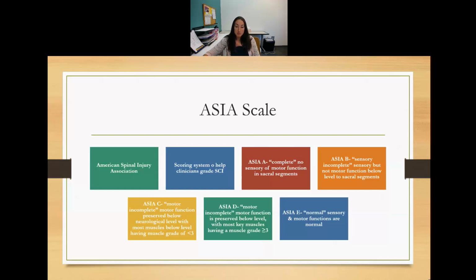Then with the ASIA D, what is it called? I have it as motor incomplete. I'm sorry. I'll verify that in the chat for the PlayPosit.